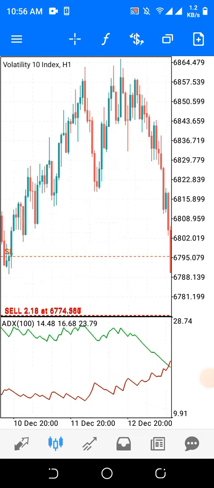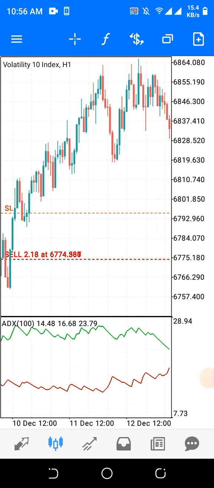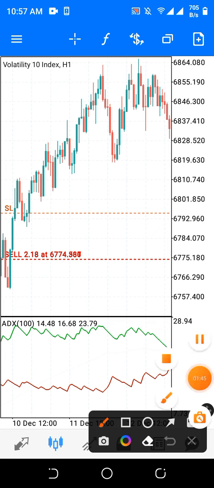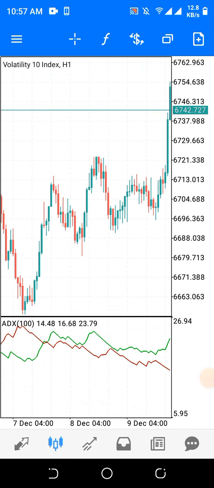ADX and make excess profit. Now on the side of ADX, you will see there are two lines of ADX, the green line and the red line. Whenever you see the green line of ADX above, that is an uptrend. When you see the red line of ADX above, that is a downtrend.